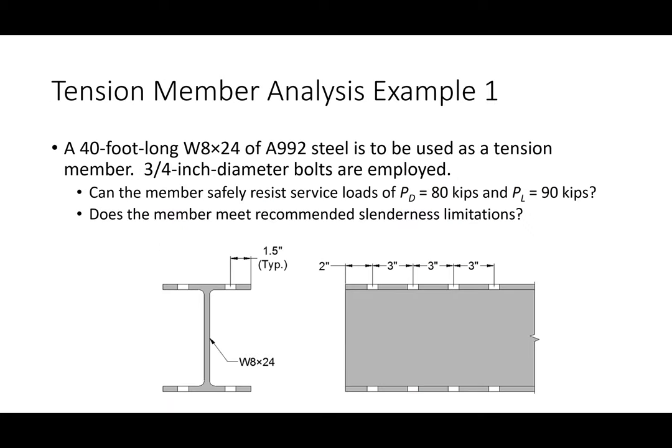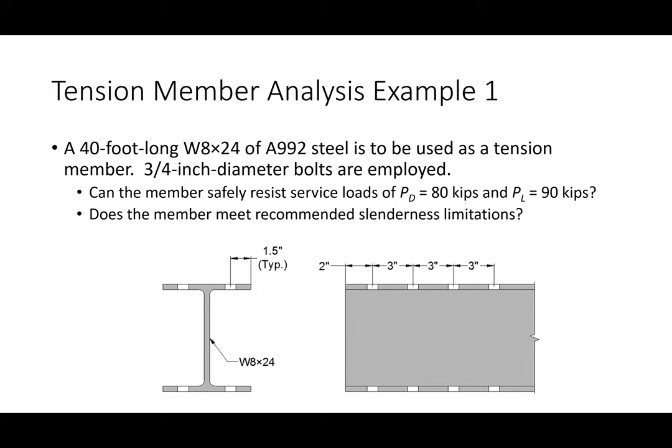Okay, so today our focus is going to be this problem. I have a 40-foot long tension member. It is a W8 by 24 of A992 steel. We're going to use that as a tension member, so we're taking this and yanking on it. We have 3/4-inch diameter bolts. Here's the connection scenario, and we're going to ask if the member can safely resist service loads of 80 kips of dead load and 90 kips of live load.